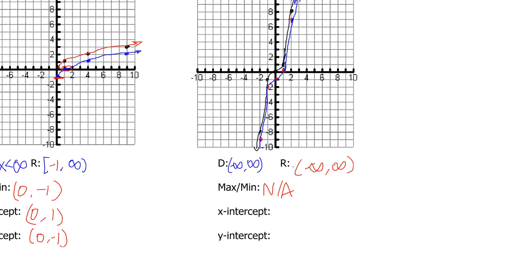Well, this one crosses the x-axis at (1, 0). And then the y-intercept is y equals negative 1. Okay, and that finishes off the front page.